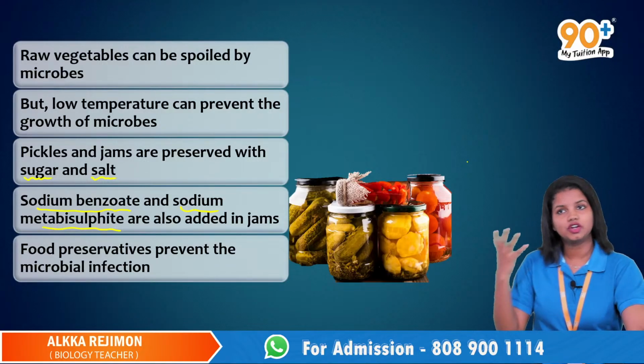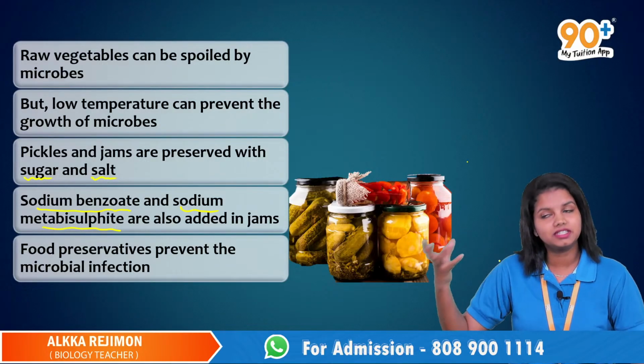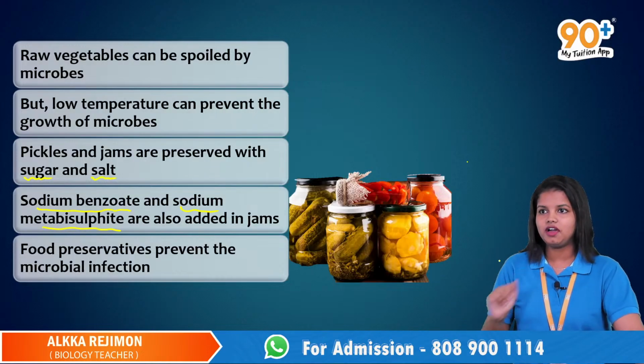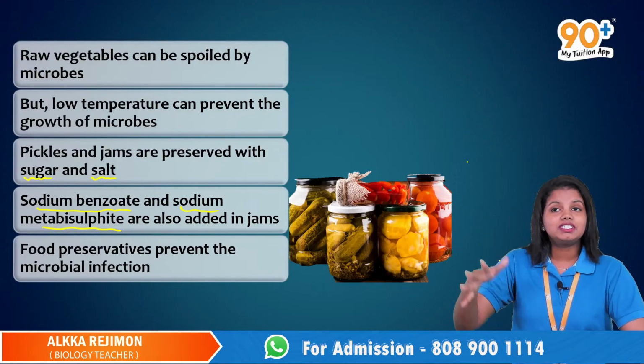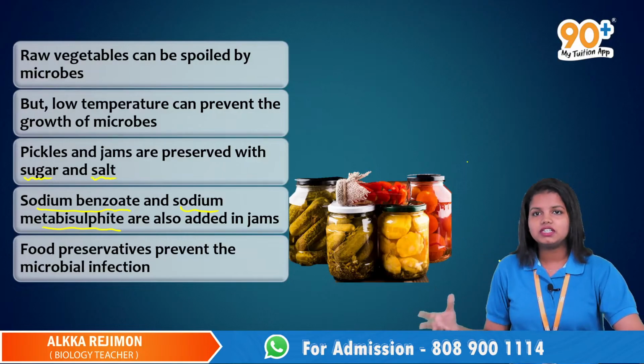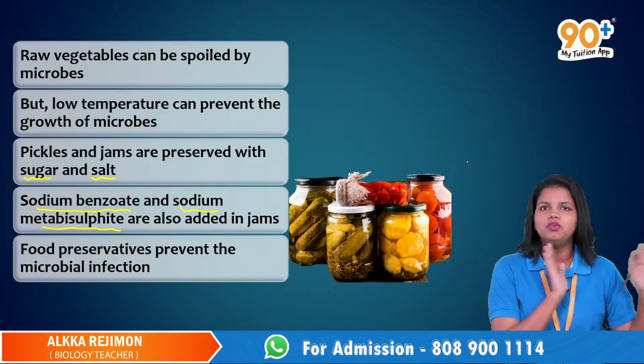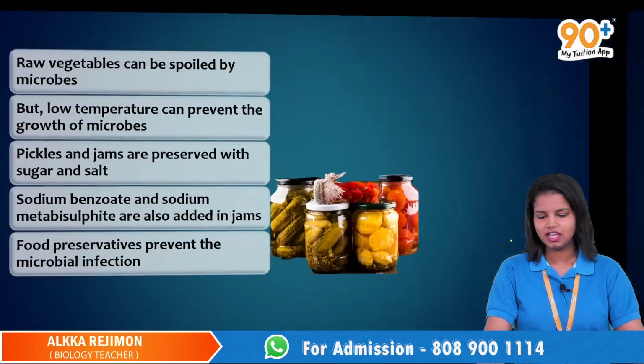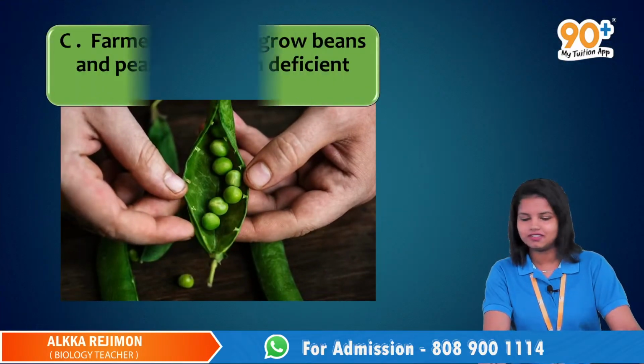And this is the reason why raw vegetables can be kept in the fridge for preserving. Yes, perfect, Uni Krishnan. Raw vegetables can be kept in the refrigerator while the pickles and jams can be kept outside. It's safe. So, the food preservatives are the answer.